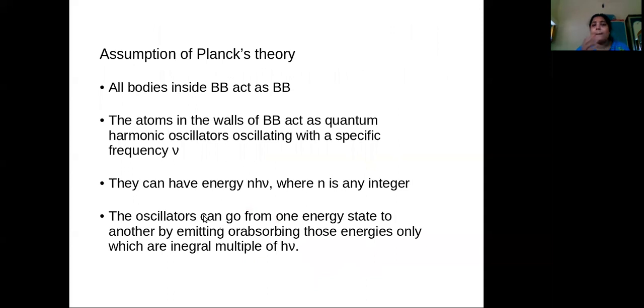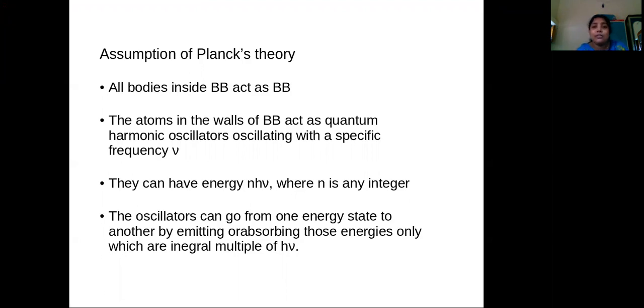Okay, now we come to Planck's theory. Planck gave us the formula which was able to explain the whole energy density versus frequency pattern. So for that, he also made some assumptions, and those assumptions were: all bodies inside the black body will act as black body. They will also emit and absorb radiation, and the absorbency will be 100%. The atoms in the walls of the black body will act as quantum harmonic oscillators.